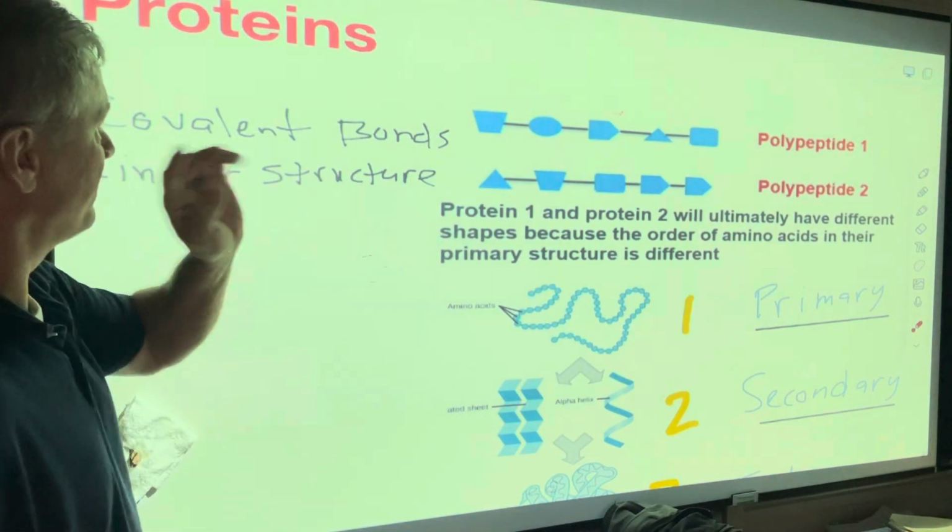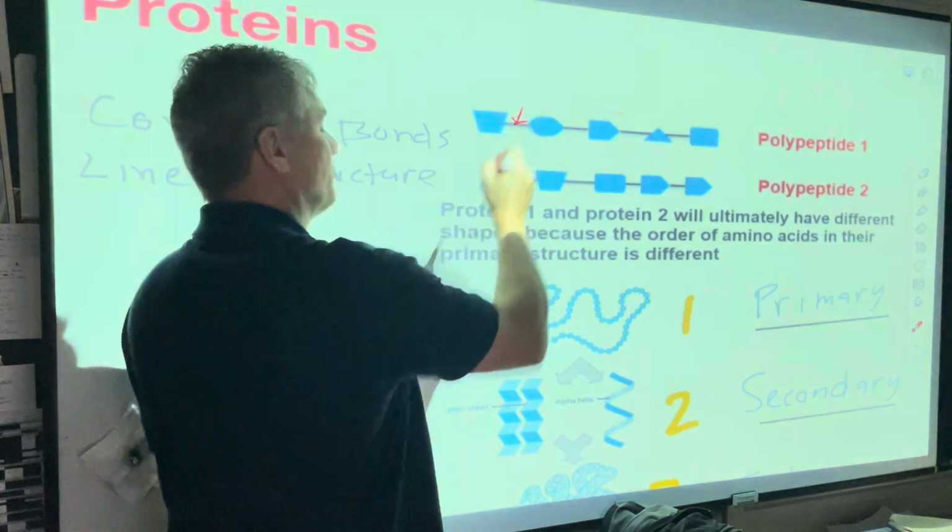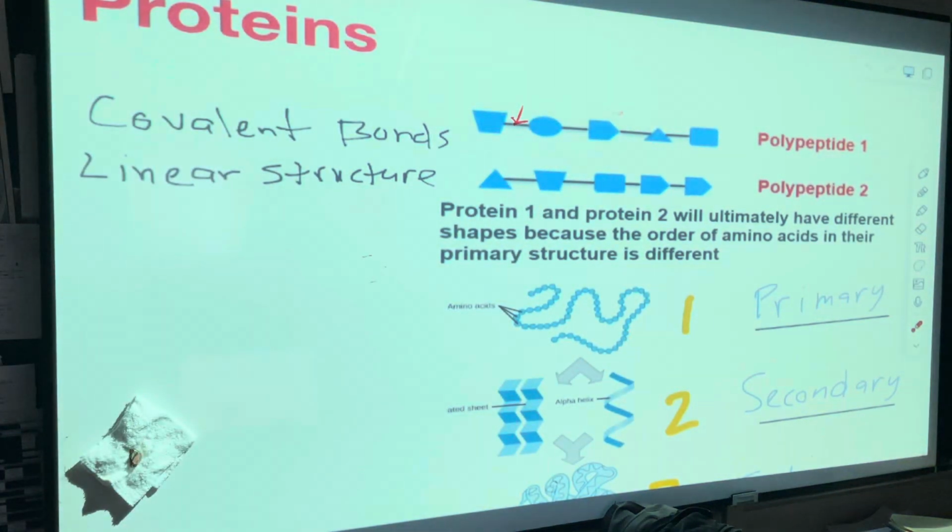And there's bonds that hold it here. These are called peptide bonds. Those are covalent bonds. Peptide bonds. And again, peptide is just a fancy word for protein. And so you can see all the covalent bonds.